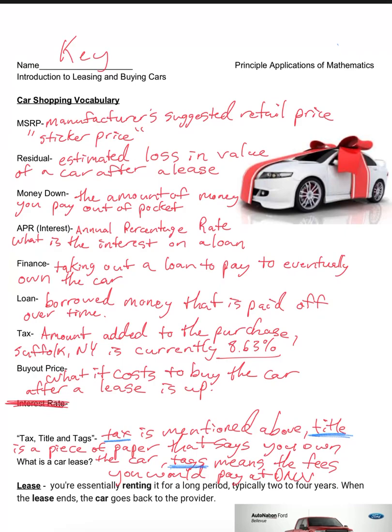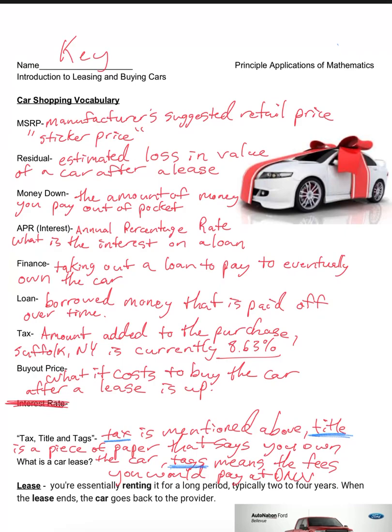And now tax. We all know what sales tax is. Sales tax does apply to cars too. Now this is a bigger purchase, so it's going to have a bigger effect on the final price. In Suffolk County, New York, the current sales tax is 8.63%. So if you buy a car for $20,000, 8.63% is going to be close to about $2,000. So that's a lot of money in tax.